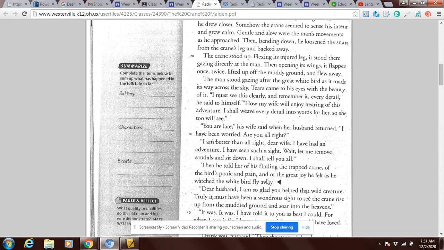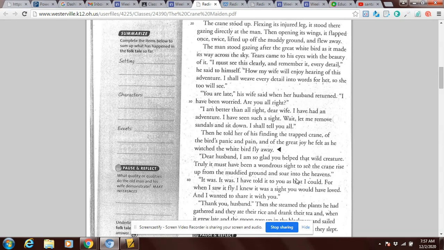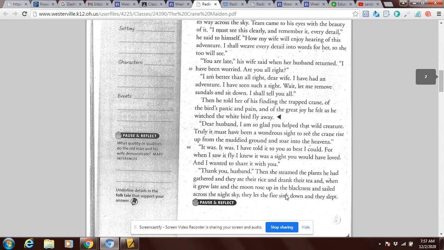Then he told her of his finding the trapped crane, of the bird's panic and pain, and of the great joy he felt as he watched the white bird fly away. "Dear husband, I am so glad you helped that wild creature. Truly, it must have been a wondrous sight to see the crane rise up from the muddy ground and soar into the heavens." "It was. I have told it to you as best I could, for when I saw it fly, I knew it was a sight you would have loved, and I wanted to share it with you." "Thank you, husband." Then she steamed the plants he had gathered, and they ate their rice and drank their tea. And when it grew late and the moon rose up in the blackness and sailed across the night sky, they let the fire sink down and they slept.